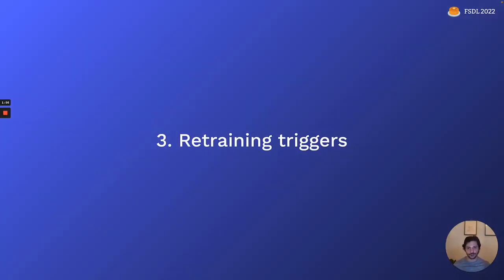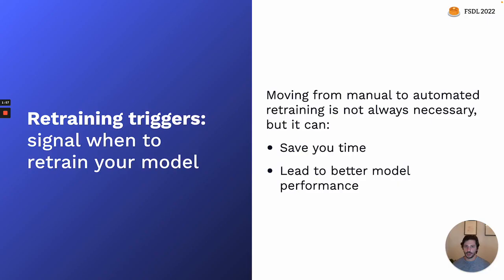After we've curated our infinite stream of unlabeled data down to a reservoir of labeled data that's ready to potentially train on, the next thing that we'll need to decide is what trigger are we going to use to retrain. And the main takeaway here is that moving to automated retraining is not always necessary.